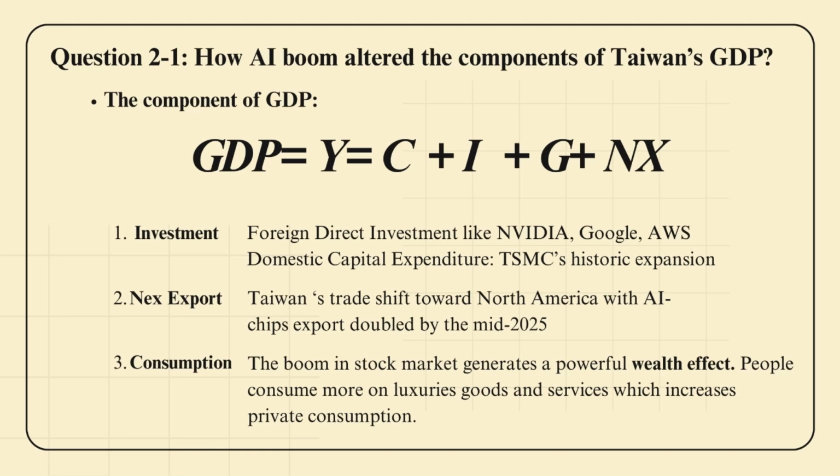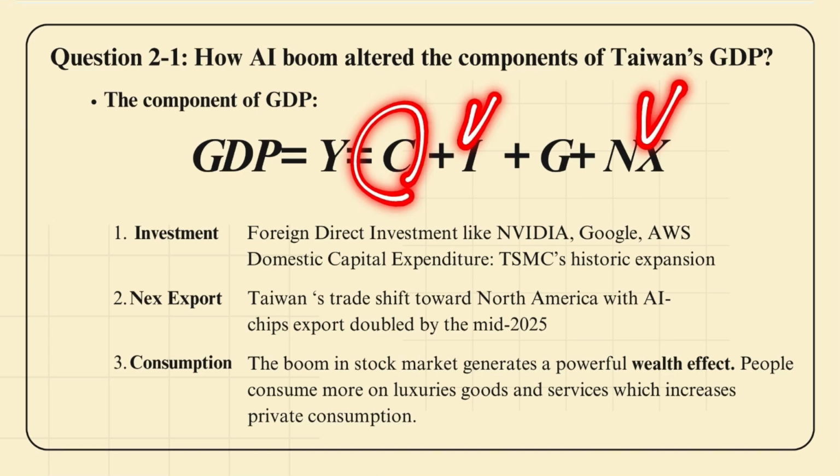Finally, the consumption. This boom spilled over to everyday citizens through a soaring stock market. This created a powerful wealth effect, which we will talk about later, that heavily boosted private consumption. And people buy more luxury goods and services. In short, Taiwan's historic GDP growth was powered by investment, net export, and consumption rising all together.